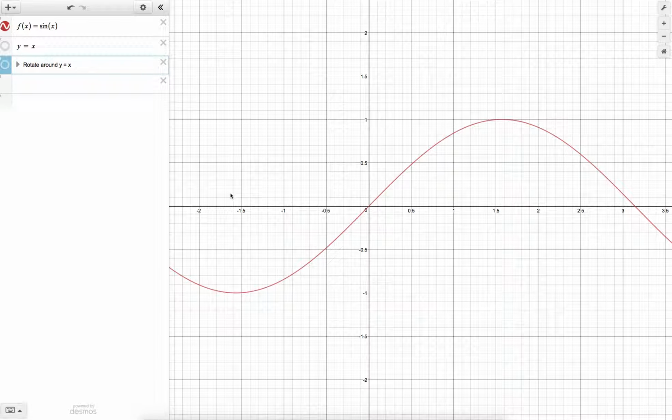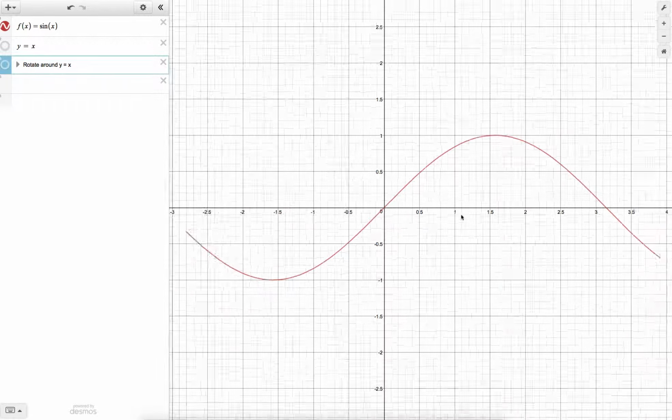Hi everyone. In this video we're going to talk about the inverse of a trigonometric function. Specifically, we're going to talk about how we can talk about the inverse of the sine function and the tangent function. So what we have in front of us is the sine function.